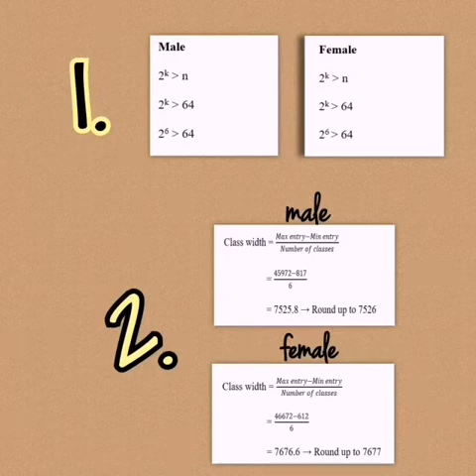Next, I have to find the data for class width. So I take the maximum entry for male minus the minimum entry for male, divided by the number of classes. So I will get 7525.8, rounded up to 7526. Same goes for female. The class width that I got is 7676.6, rounded up to 7677.